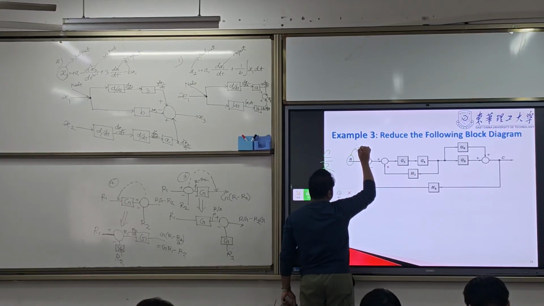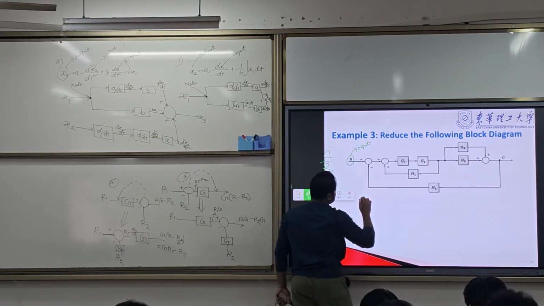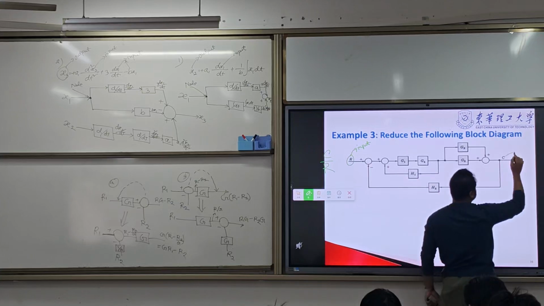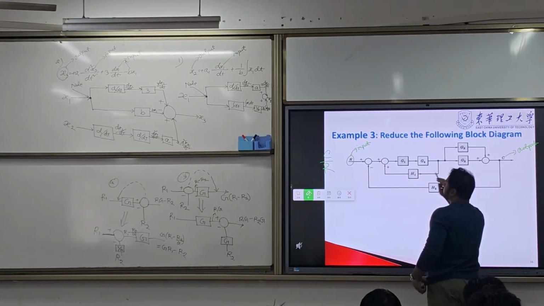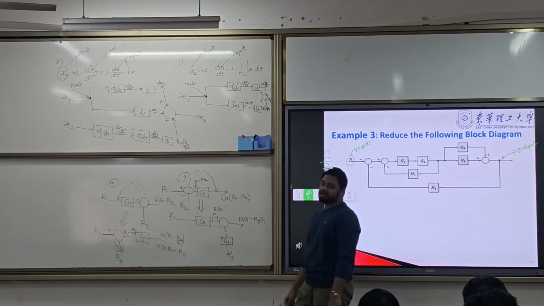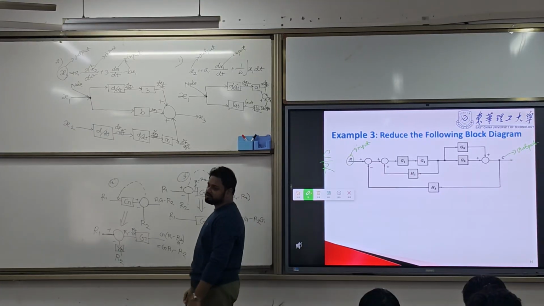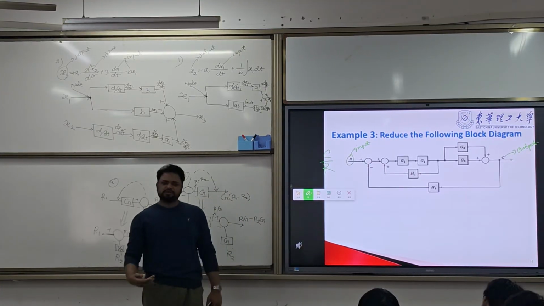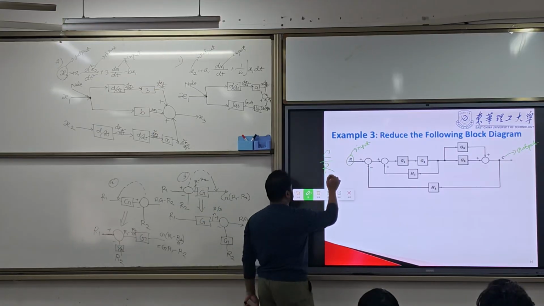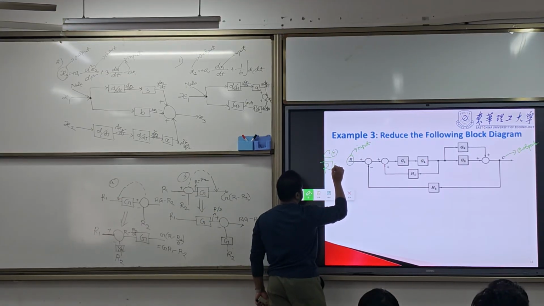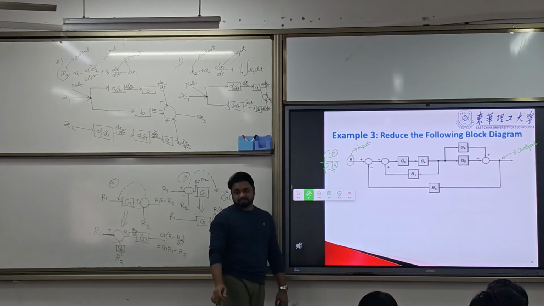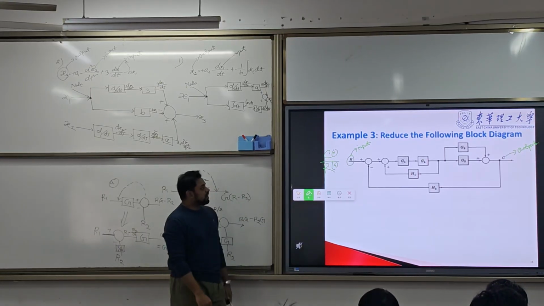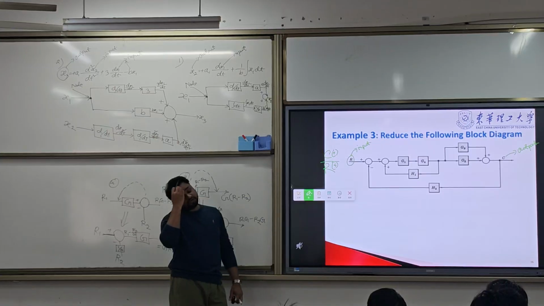R is the input and C is the output. You need to find out the closed loop transfer function C by R. Sometimes you will see it mentioned as C(s) by R(s), sometimes only without s. Same. So how can you solve it? How can you reduce it? By using the block diagram reduction technique.